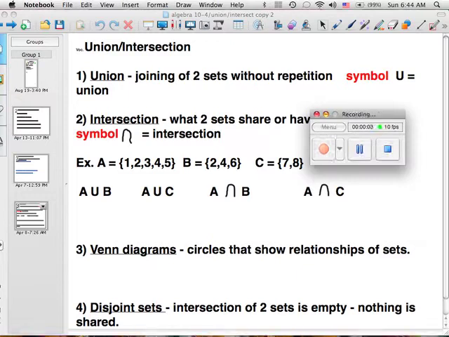We're on chapter 10, section 4, and another section which is called union intersection. We're going to explain the union intersection section first.